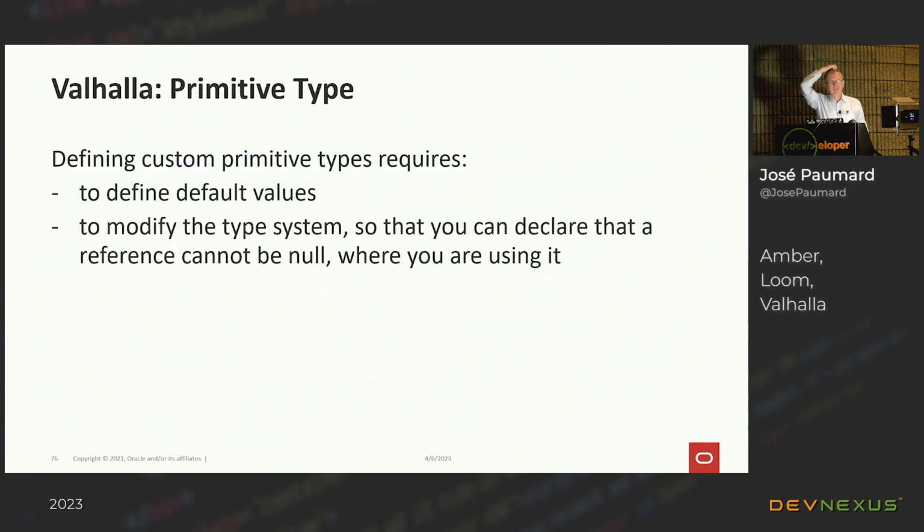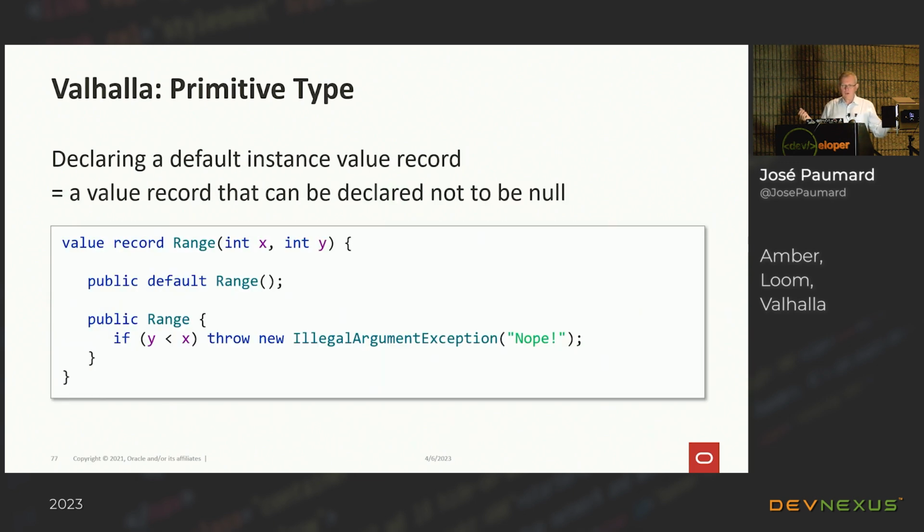So you need something to define default values. And after that, you need to modify the type system so that you can say, hey, the reference to this record cannot be null. And you don't have anything like that in Java so far. So Valhalla is doing this kind of thing, value record, and I'm going to add this kind of default constructor, and that tells me, okay, this record can have a default value, which is by default, all the fields have default values. Okay? You can still have all the semantics of the record that I talked to you about just a few minutes ago.